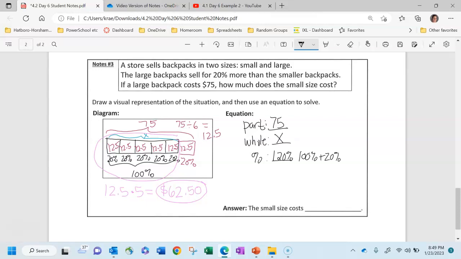When I write my equation, the $75 is equal to 120% in its decimal form, and then times my whole. To solve this problem, I will divide by 1.2 or 1.20 on both sides. And when you do 75 divided by 1.20 or 1.2, you get 62.50, which is the same answer we got using our tape diagram. So when I write my answer sentence, the small size costs $62.50.